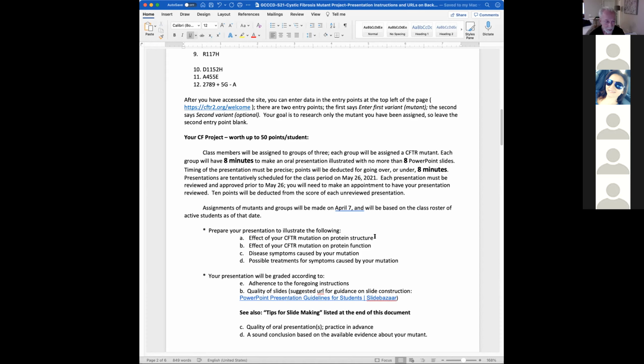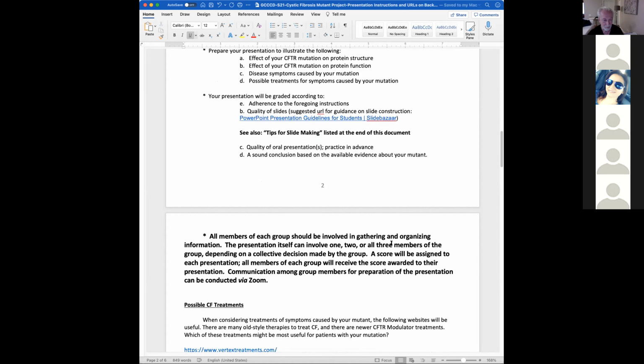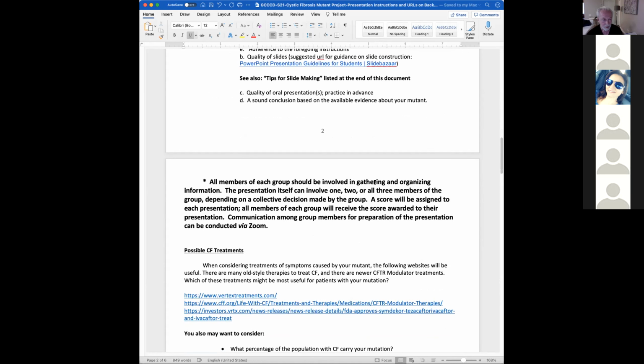So you should get together, members of your group. You can agree on a time to meet. I've bolded here: all members of each group should be involved in gathering and organizing information. The presentation itself can involve 1, 2, or all 3 members of the group, and you decide that yourself within your group. After you present on the 26th, a score will be assigned to your presentation, and each member of your group will get that score. Whatever your presentation scores is what each member gets. I'm suggesting that you communicate among yourselves by email, and also you might have group meetings with Zoom.